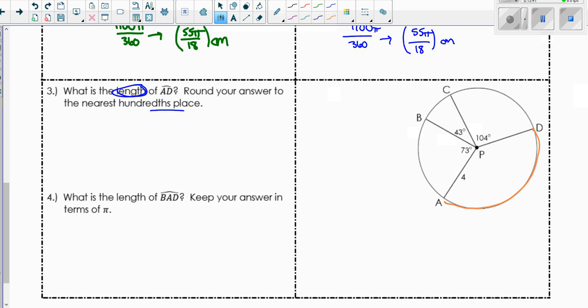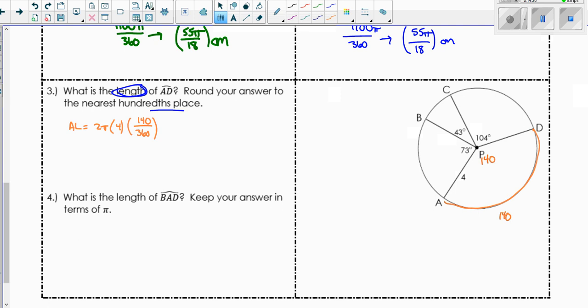Okay, I'm going to have to figure out what that angle measure is, but notice I have 104, 43, and 73, so I can subtract those from 360, not 180. And I get that this is 140. Since that's a central angle, this is also 140. Okay, so my arc length is equal to 2 pi times my radius, which is 4, times 140 degrees out of 360. So again, circumference would be the total distance around, but I just want the length from A to D.